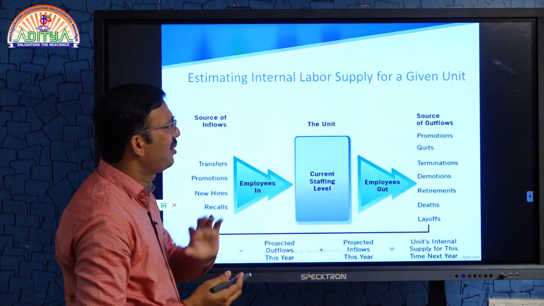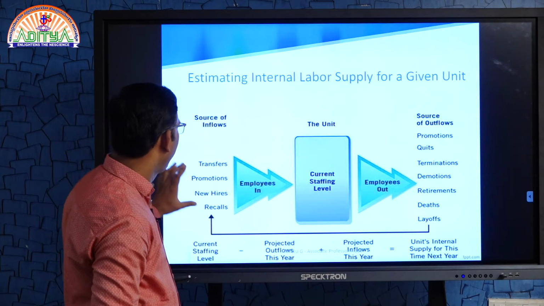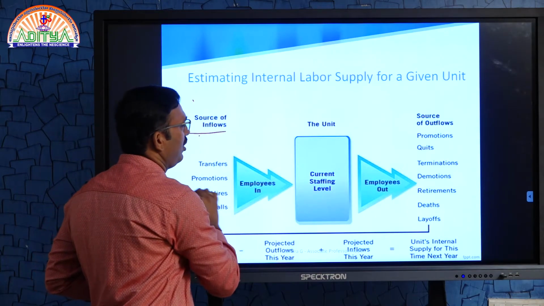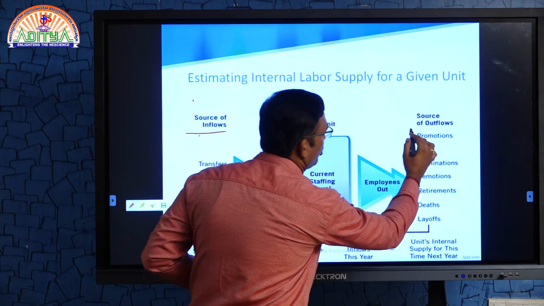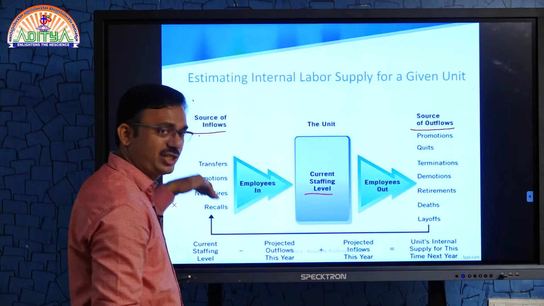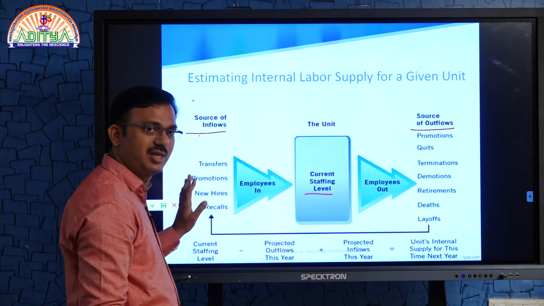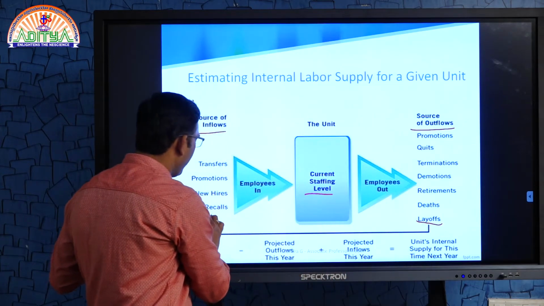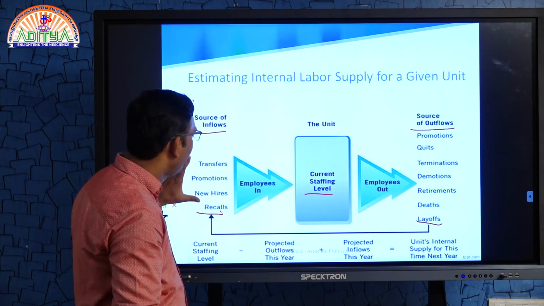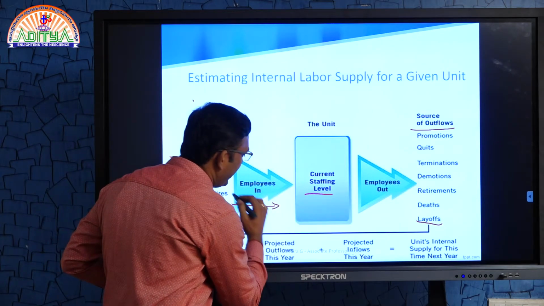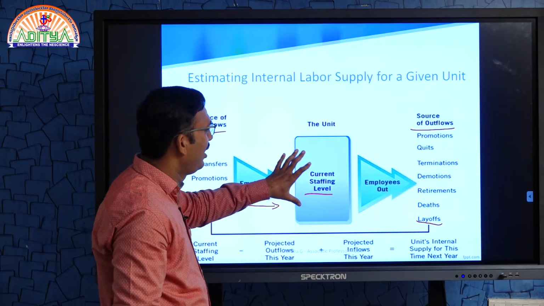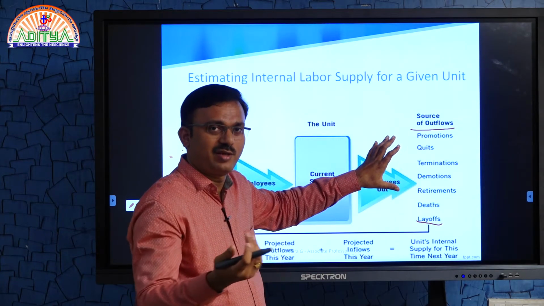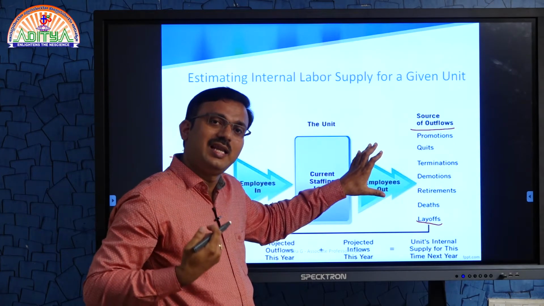Now, estimating the internal labor supply for a given unit. For example, see here: the current staffing level, the sources of inflow, and the unit's current staffing level and sources of outflow. For inflow, just now we were talking about transfers, promotions, and sometimes we recruit new people, and sometimes we recall laid-off people also. Like that, the number of people who are coming into the organization, the current staffing level, and again the number of people who are leaving also.